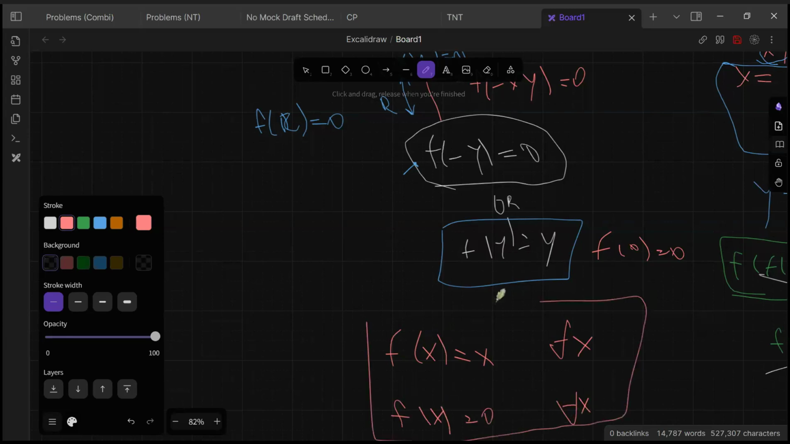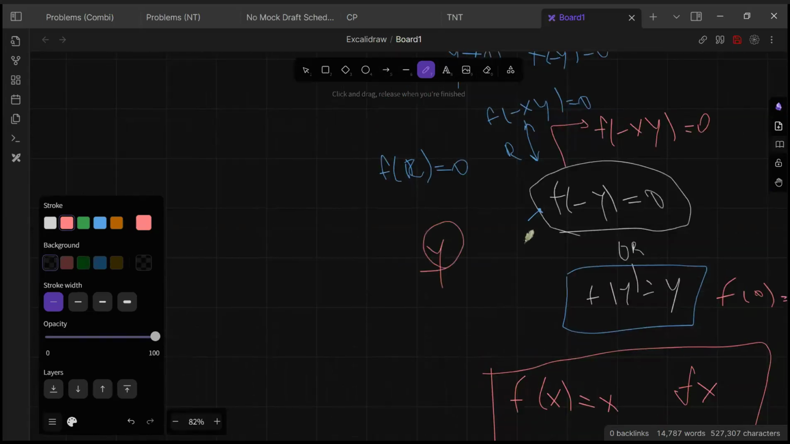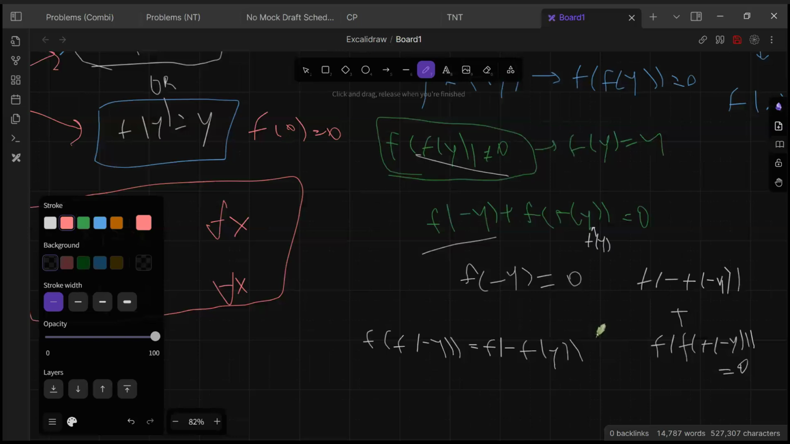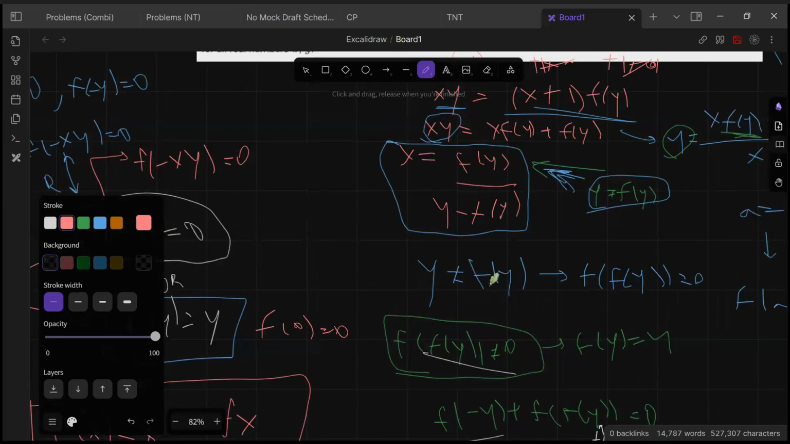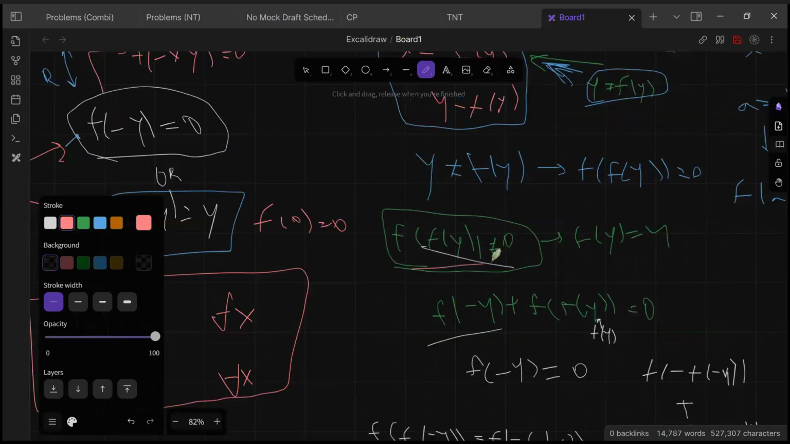Why can we not conclude this from the fact that f of minus y is equal to 0? Here, f of minus y equal to 0 is an identity, or what is it? Y is a certain value. Oh yeah, y is a certain value. So for some y, either f of minus y is 0 or f of y is equal to y. This is what we have for a particular y. Okay, yes, got it. We have that because f of y is not equal to 0 for a particular value of y.